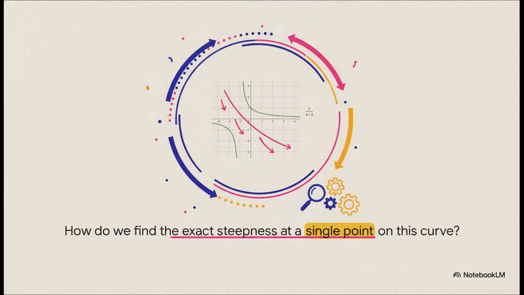Take a look at this function right here, 1 over x plus 1. It's this really nice, smooth curve. Now, if I asked you for the slope at, say, this point, right where x equals 2, what would you even say? You can see it's pointing down, so you know it's negative, but how negative exactly? That question is the fundamental question of differential calculus.